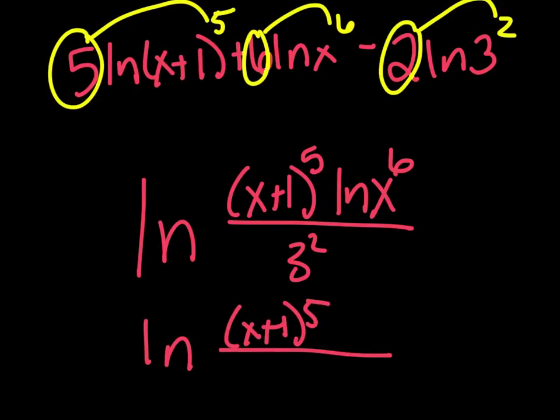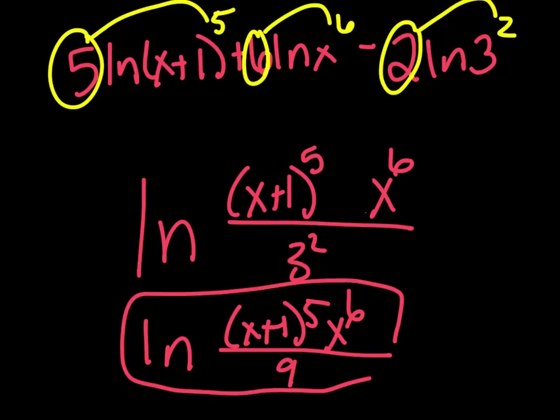Oops. Hold on. We need to erase. Natural log shouldn't be there. x to the 6th over 9. And that is my condensing.